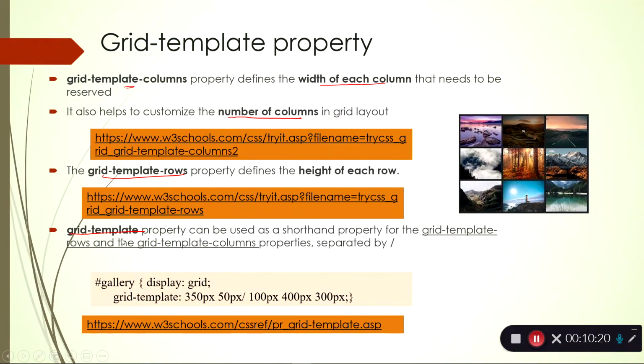So the third one is the grid template property, which is a shorthand version of grid template rows and grid template columns. You can look at that in the example code here. Instead of specifying grid template rows and columns separately, you can simply use grid template and then the pixel values separated by the separator. The order is you give the row values first, then the separator, and then the column values. You can also change the number of columns and the pixel values. So let's see how it works.